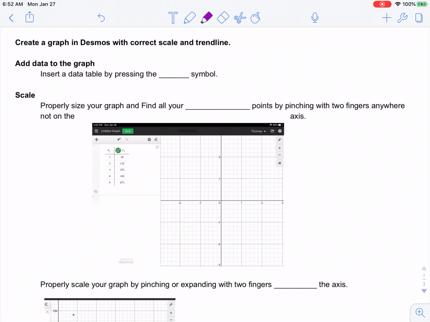Alright, we're going to use Desmos. We're going to create a graph and make sure it's got the correct scale and trend line. We're going to open up Desmos and then add some data to the graph using this plus symbol to make a data table. So let me show you how to do that.